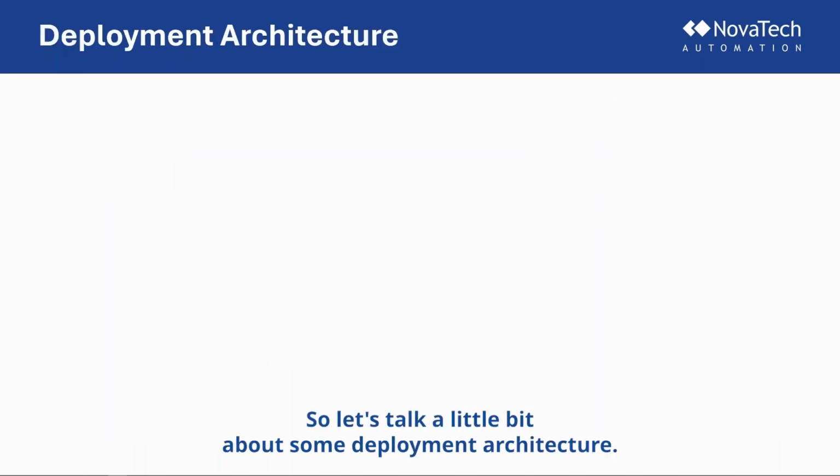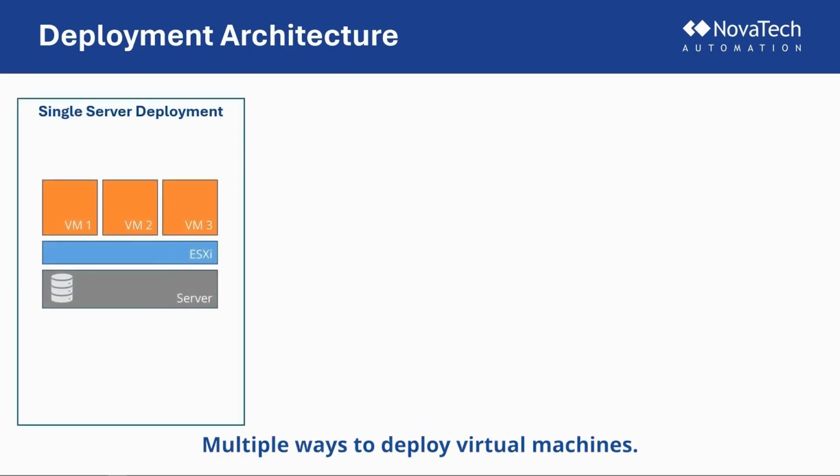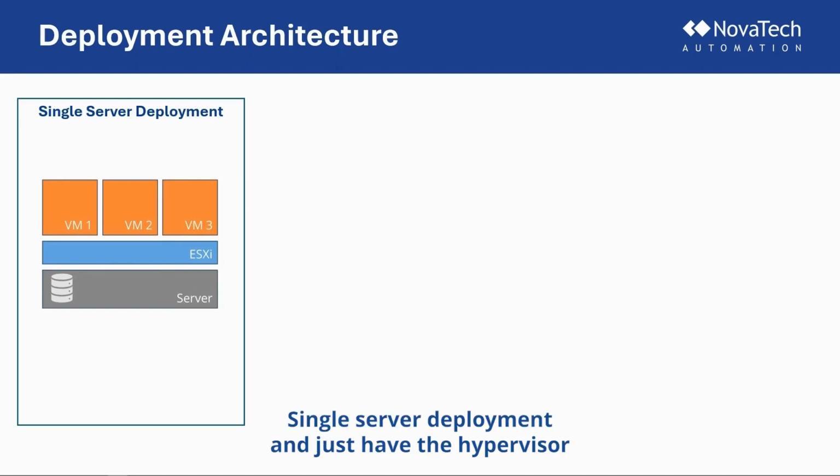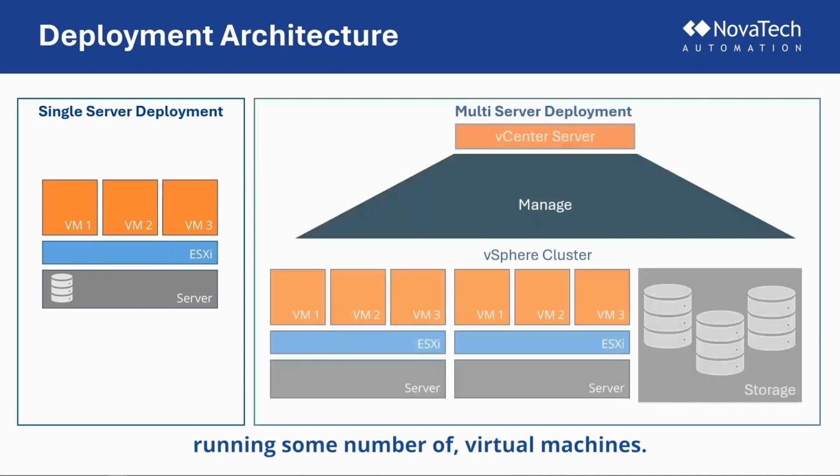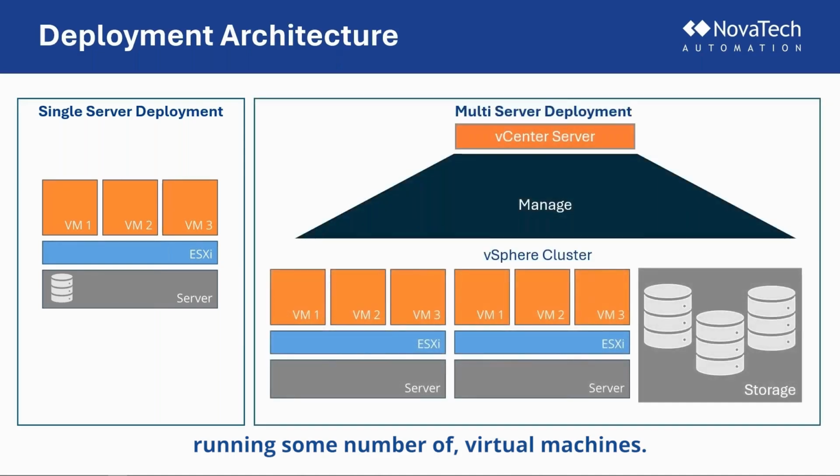So let's talk a little bit about some deployment architecture. Multiple ways to deploy virtual machines. Single server deployment would just have the hypervisor running some number of virtual machines. A more complex system would have a management system for multiple servers running in a cluster. The advantage of having more servers would be a higher level of redundancy and failover, high availability.